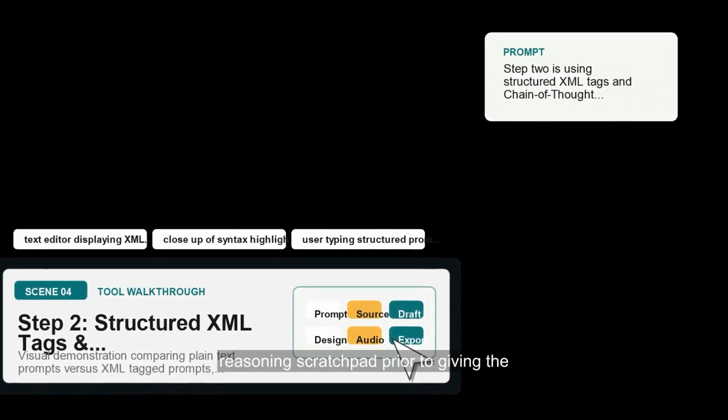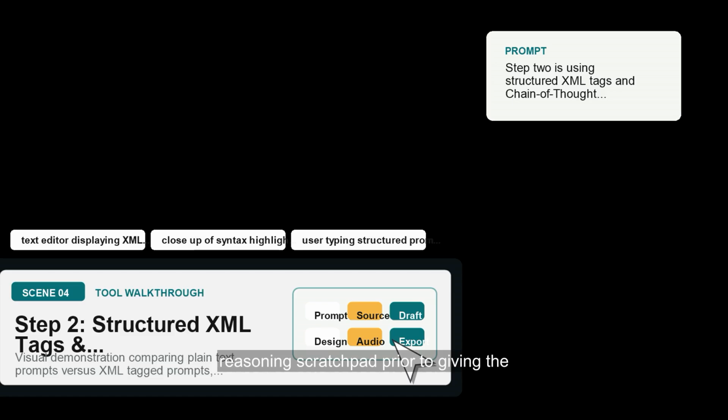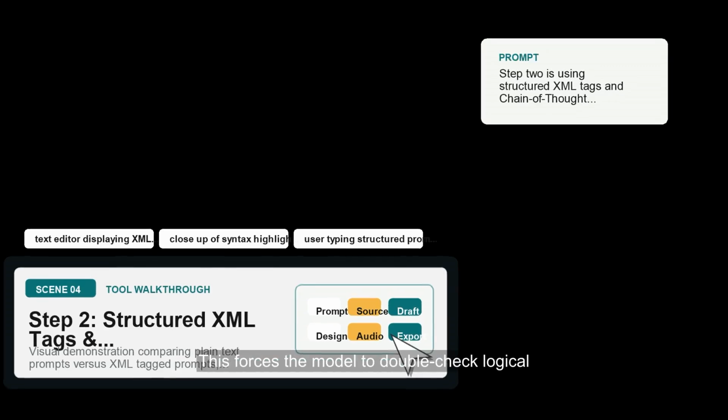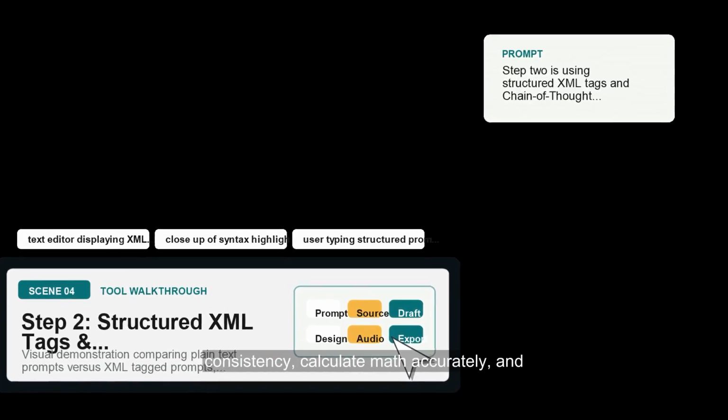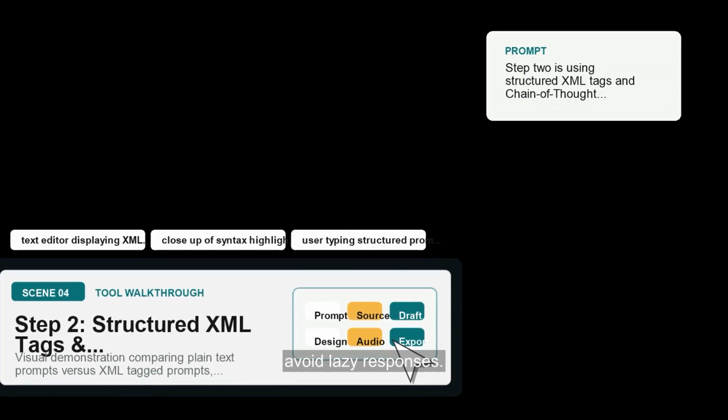Observe how ChatGPT generates an internal reasoning scratchpad prior to giving the final output. This forces the model to double-check logical consistency, calculate math accurately, and avoid lazy responses. Use this structure for any critical business document or complex analysis.